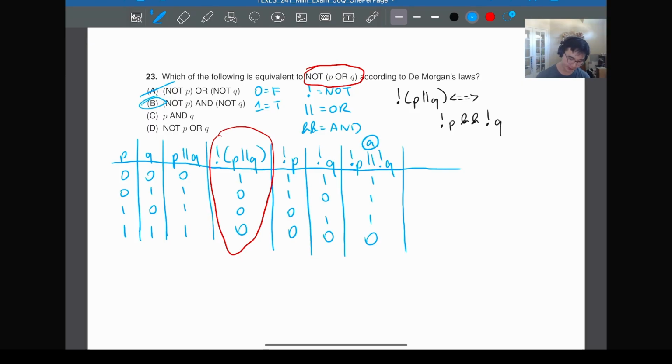Let's look at answer choice B. Let's confirm it. Not P and not Q. So this is answer choice B. I'm going to look at these two columns right here because they have the not P and the not Q. I'm going to AND those two columns. 1 and 1 is 1, 1 and 0 is 0, 0 and 1 is 0, 0 and 0 is 0. So you see B matches.